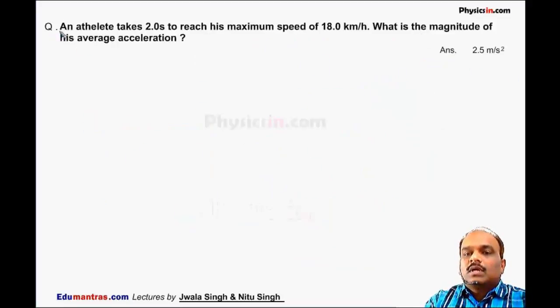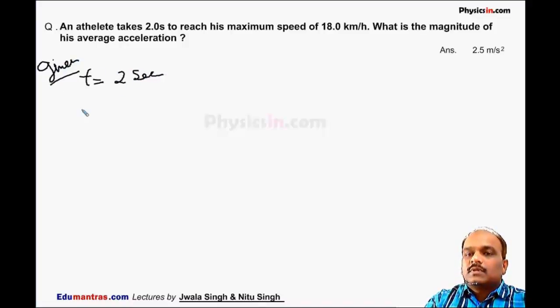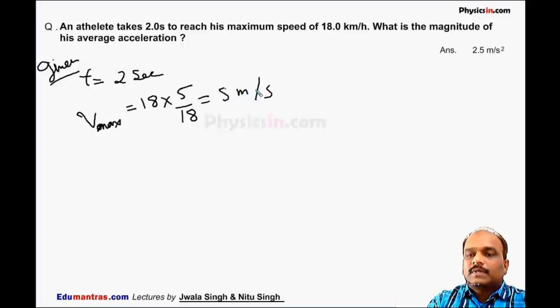Now an athlete takes 2 seconds to reach his maximum speed of 18 km per hour. Find his average acceleration. So the time is given, the time is 2 seconds, and the maximum speed is 18 into 5 by 18, that is equal to 5 meter per second.